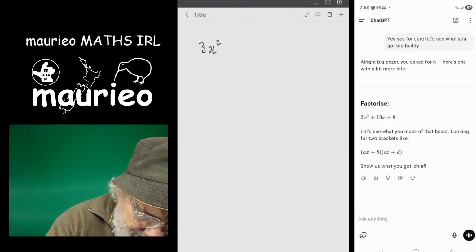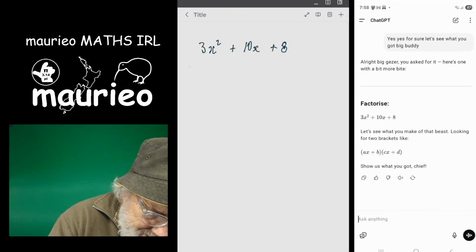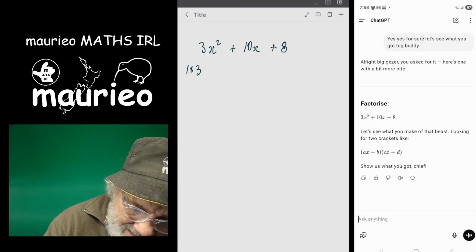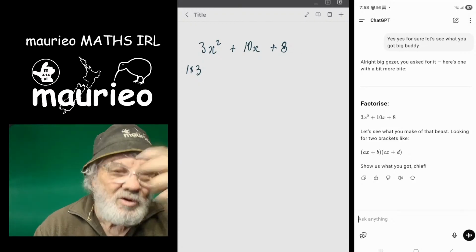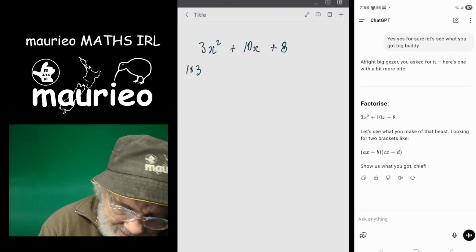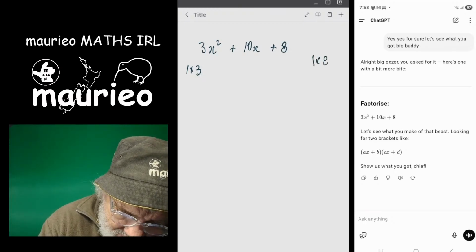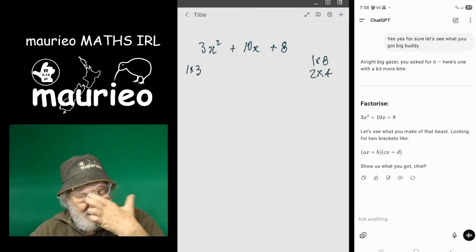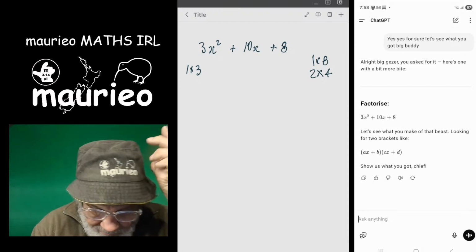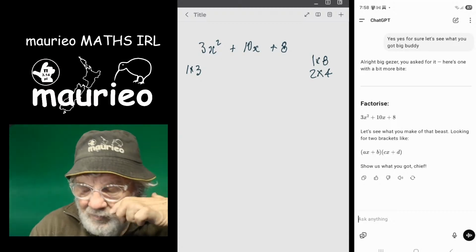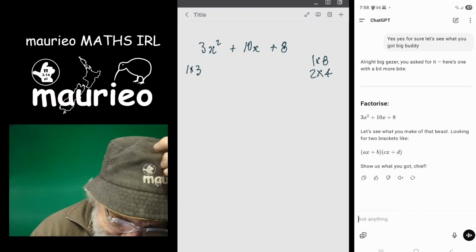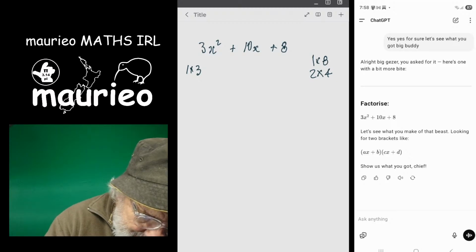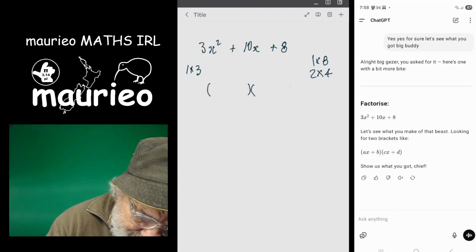Three x squared plus 10x plus 8. So this one here, 3 is prime, so we just get factors 1 times 3. 8 has quite a number of factors. So you've got 1 times 8, 2 times 4, and I think that's all. 4 times 2. Yes, all good.